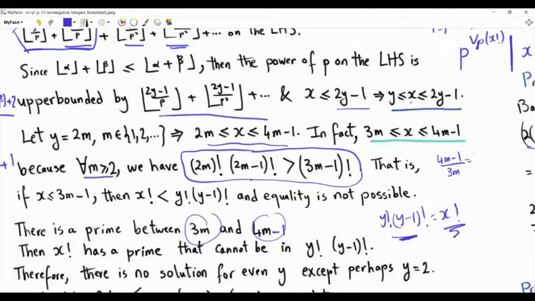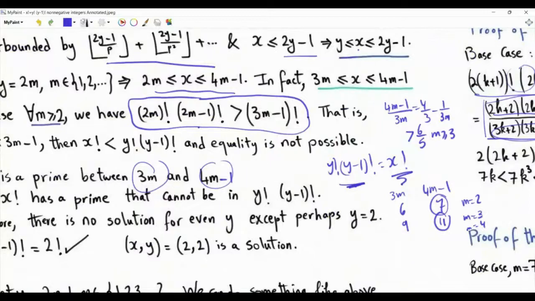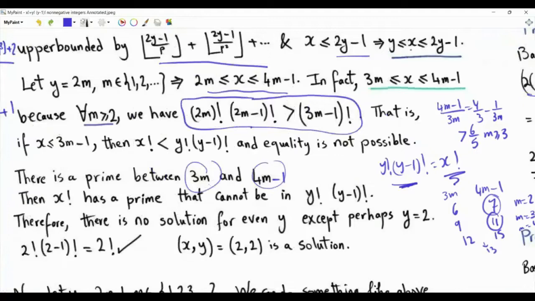4m minus 1 over 3m is 4 over 3 minus 1 over 3m. And this is greater than 6 over 5 when m is greater than or equal to 3. This means that there is a prime in this range, so long as m is large enough. And if we put m equals 2, then 3m is 6 and 4m minus 1 is 8 minus 1, which is 7. So we have a prime. If m is equal to 3, then this is 9, and this is 11, and we have a prime. If m is equal to 4, then this is 12, and this is 15, and we have the prime 13, and so on.